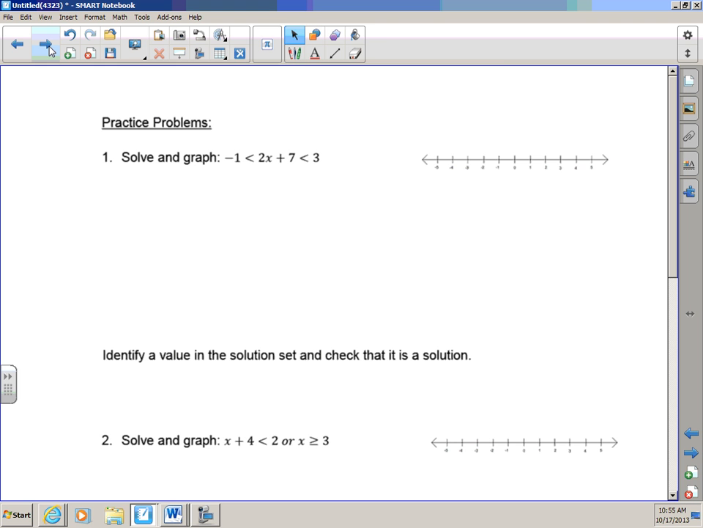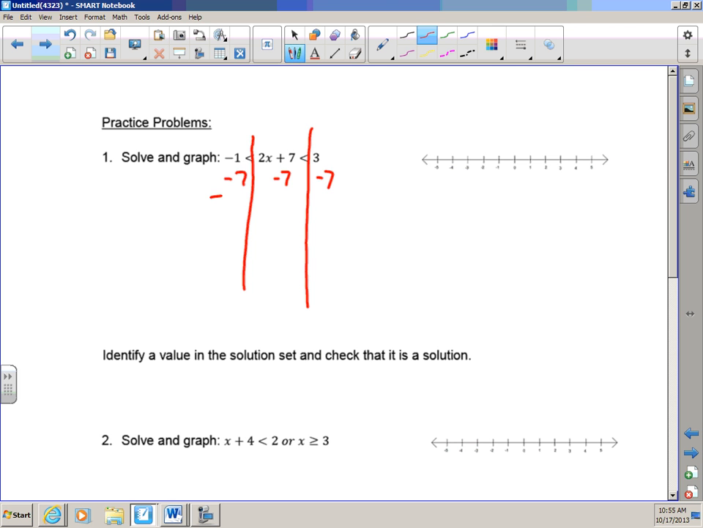Okay? I want to solve the compound inequality, and the way I would read this is 2x plus 7 is greater than negative 1 and less than 3. The nice thing about it is you're going to solve this using the rules of inequalities. It's just you're doing two of them at once. I like to separate it out like this. I would subtract 7 from each.